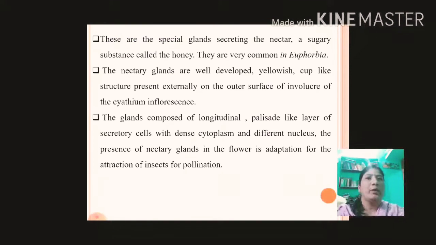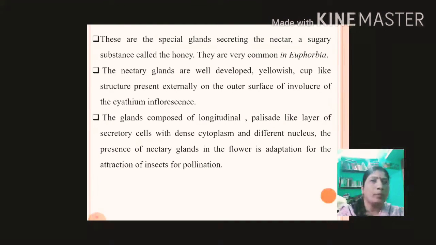Next point: these are the nectar glands, a sugary substance that is called honey-like. These honey-like structures are very common in Euphorbia. These are sugary substances called honey-like structures, found in the Euphorbiaceae family and Euphorbia plants. They are nectary glands.